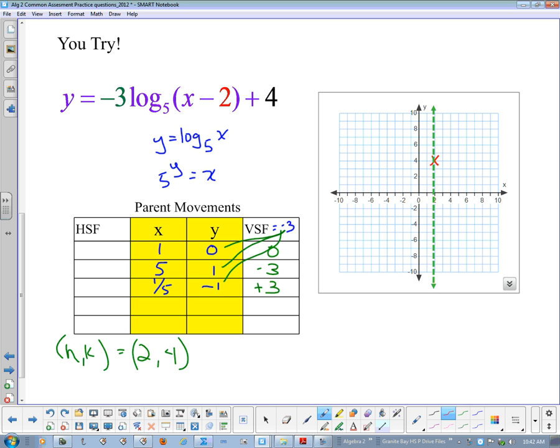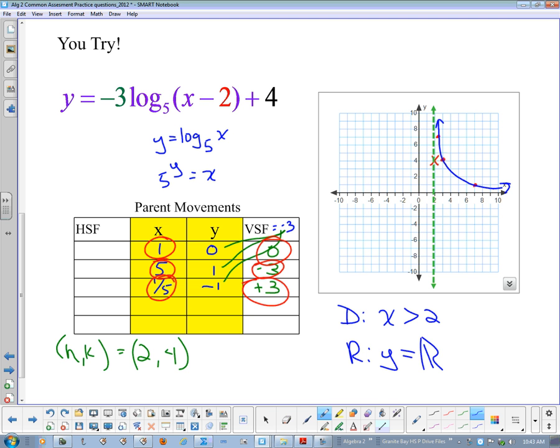Keep in mind we're going to go 1 and then 0. And then 5, negative 3. And then finally 1/5, positive 3. Domain. What should the domain be? x has to be greater than 2. Range. y can be all reals.